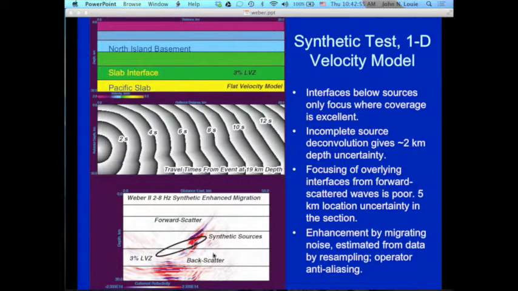The overlying interfaces, the focusing is really poor. There's backscattering from below the slab interface, but the top of the slab interface and the interfaces above are only seen in this model by forward scattering. You can see the forward scattering is like a candle flame coming off the interface, but it gets stretched up along the predominant ellipsoidal directions here.